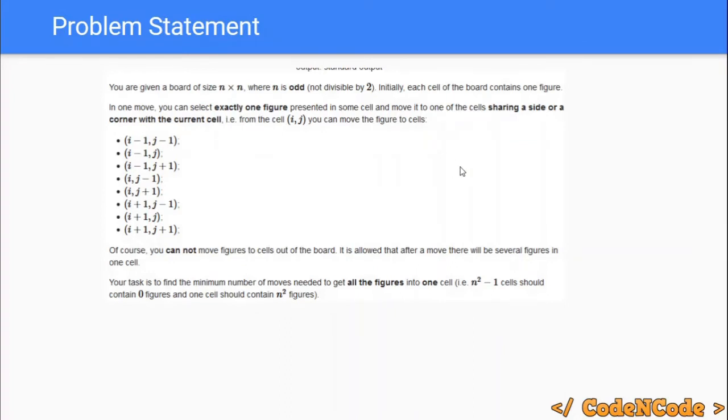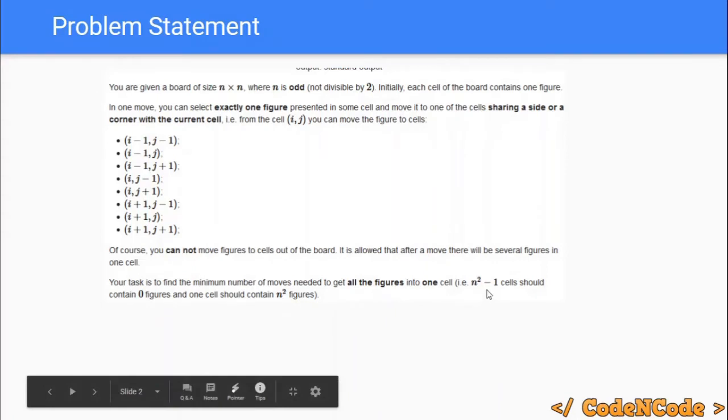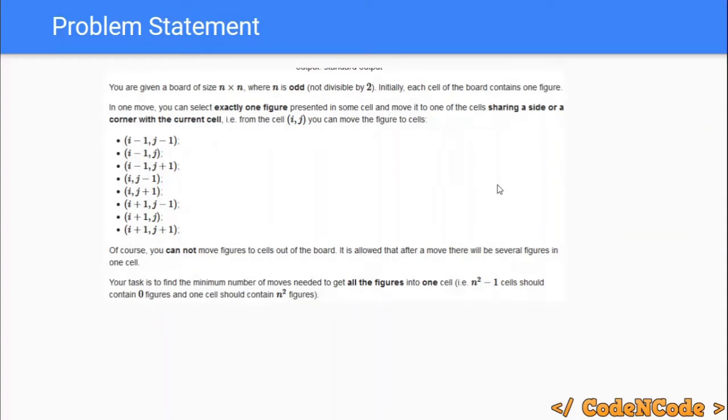Now we have to find the minimum number of moves required to bring all of the figures into a single cell. If the matrix is of size n cross n, then there are n square cells, which means there are n square figures. Finally, only one cell should contain all of the figures. The rest, n square minus 1, should be empty. So we have to choose one cell, and bring the rest n square minus 1 figures into that cell. In one operation we can move a figure from cell ij to any of these 8 cells.